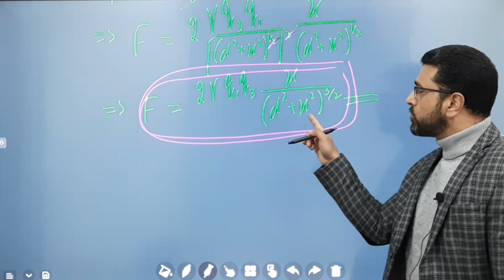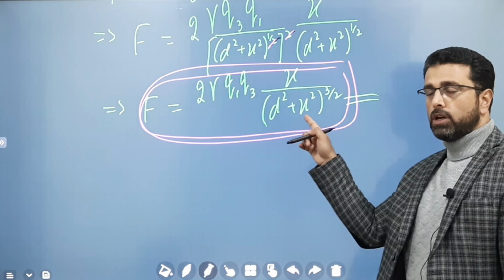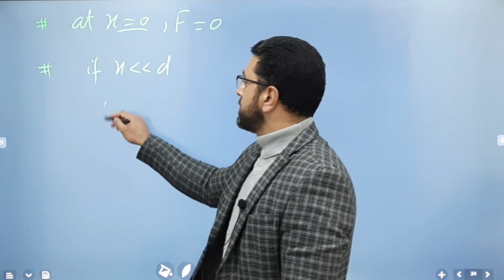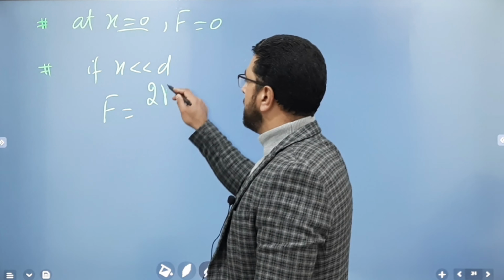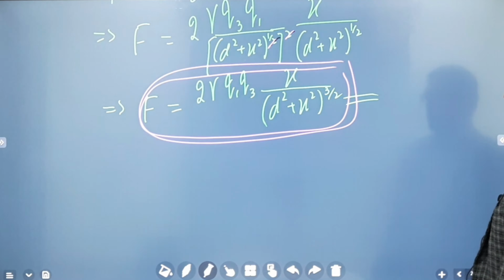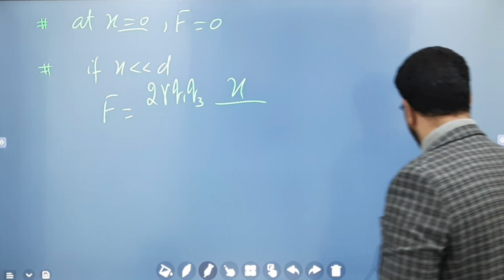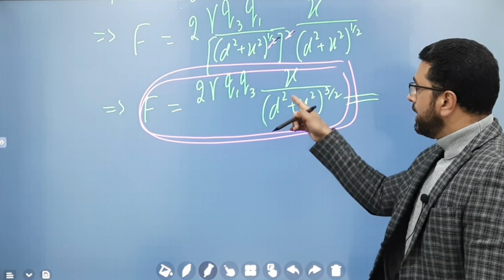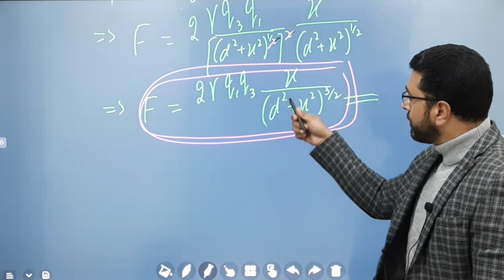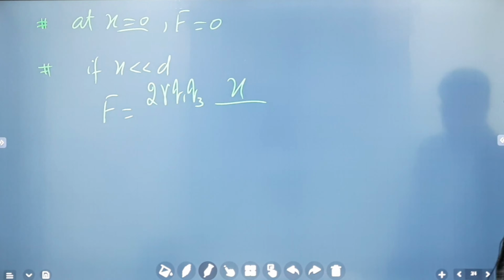If x is very small in comparison to d, we can neglect this x. So what we are left with is F is equal to twice gamma Q1 Q3 x divided by d square plus x square. Now this x is to be neglected, so we're left with d square power 3 by 2. 2 and 2 will cancel out, so we're left with d cube.